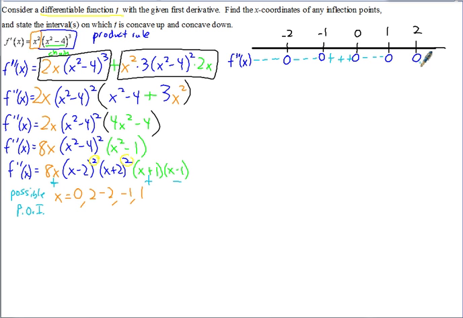Between 1 and 2, you can test 1.5. 1.5 times 8 is positive. Plus 1 is positive. 1.5 minus 1 is positive. 3 positives multiplied together is positive. If you test something greater than 2, like 3, 3 times 8 would be positive. 3 plus 1 positive. 3 minus 1 positive. 3 positives multiplied together is positive. So this shows us that when the second derivative is negative, f of x is concave down. Still negative, still concave down. Positive, concave up. Negative, concave down. Positive, concave up. And still positive, concave up.